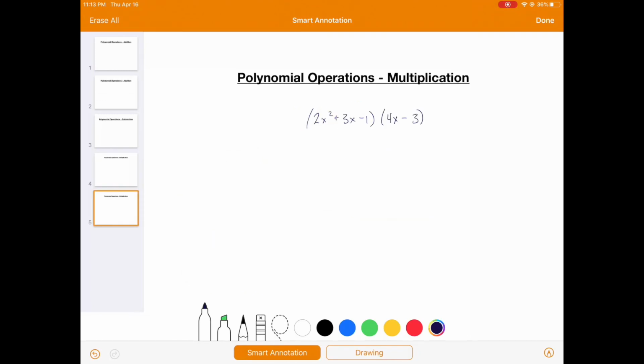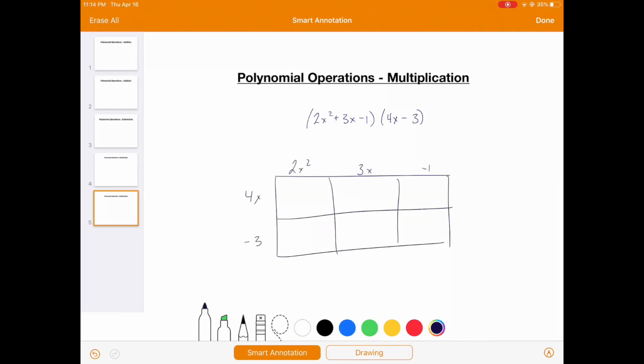So if we look at our last example, we now have 3 numbers in our first set of parentheses and 2 in our second, but it's the same thing. I'm going to do the array method once again. So I have 2x squared plus 3x minus 1 times 4x minus 3. And I'll make my table, and then I'm just going to start multiplying. So 4x times 2x squared is going to be 8x cubed. 4x times 3x is 12x squared. And then 4x times negative 1 is negative 4x.